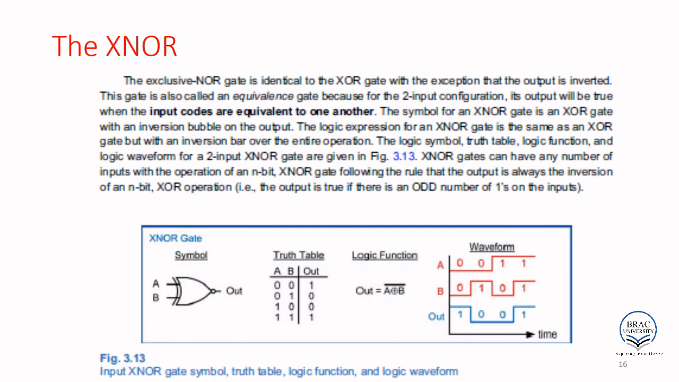XNOR gate. So this is the symbol of the XNOR gate. It is an OR gate with this curve, then this inverter. So if both of the inputs are the same, the output will be high, otherwise the output will be low. This is A XOR B bar, called XNOR. In the waveform, 0 0 gives output high, 0 1 gives output low, 1 0 gives output low, 1 1 gives output high.